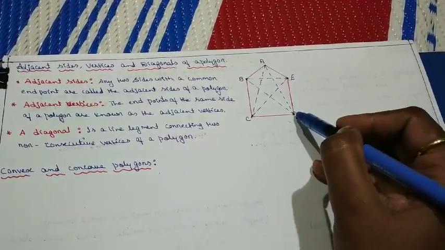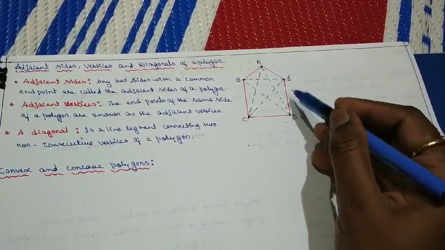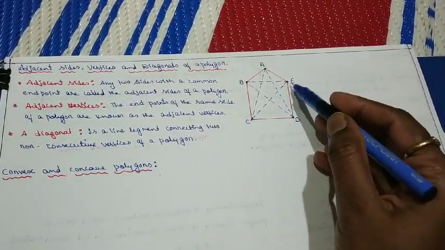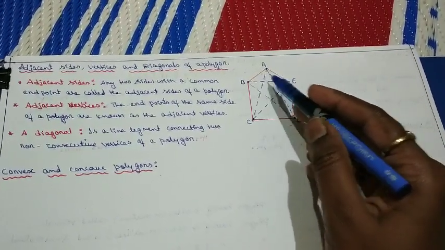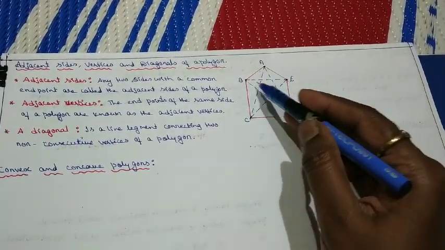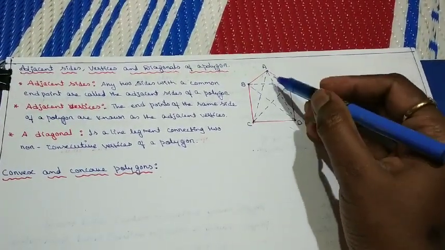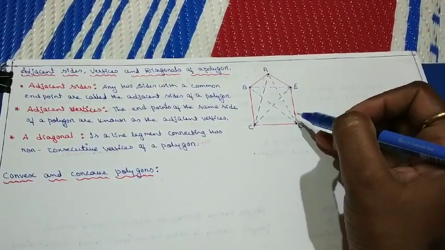If I go with D as a vertex, then the other adjacent vertices will be E and C. Leaving these two vertices, the other vertices will be the non-consecutive vertices. So joining from the given vertex to the non-consecutive vertex, these are said to be diagonals for the polygon.